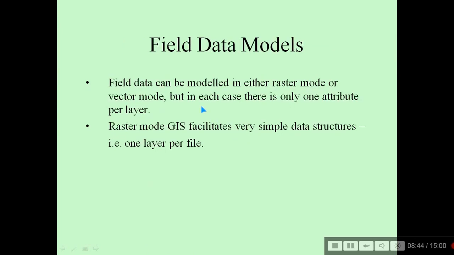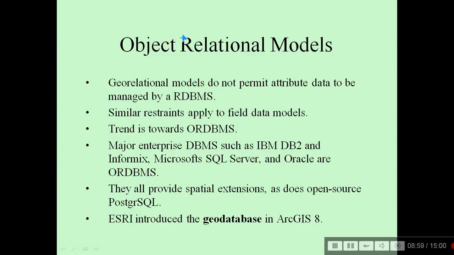And the field data model. Field data can be contained in either raster mode or vector mode, but in each case there is only one attribute per layer. Raster mode GIS facilitates very simple data structures, that is one layer per file. There are object relational models also. Georelational models do not permit attribute data to be managed by RDBMS. So similar restraints apply to the field data model. So the trend is towards ORDBMS.